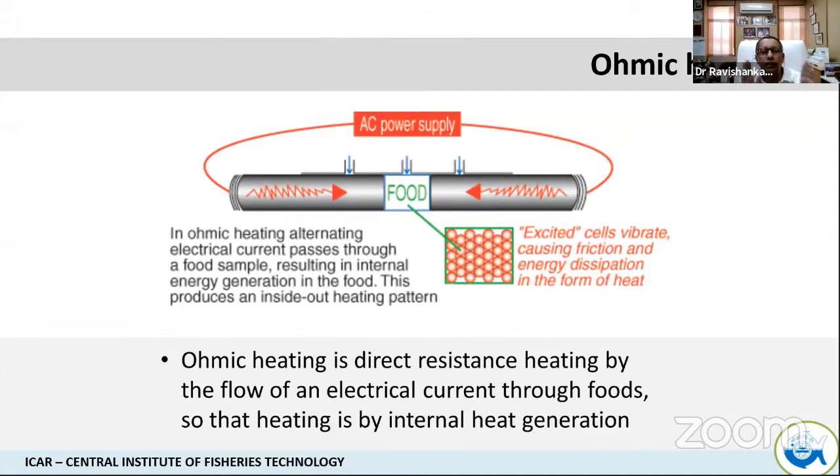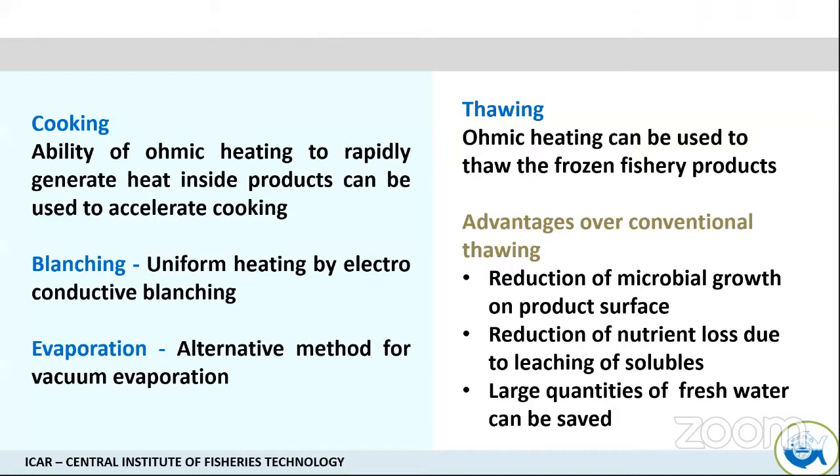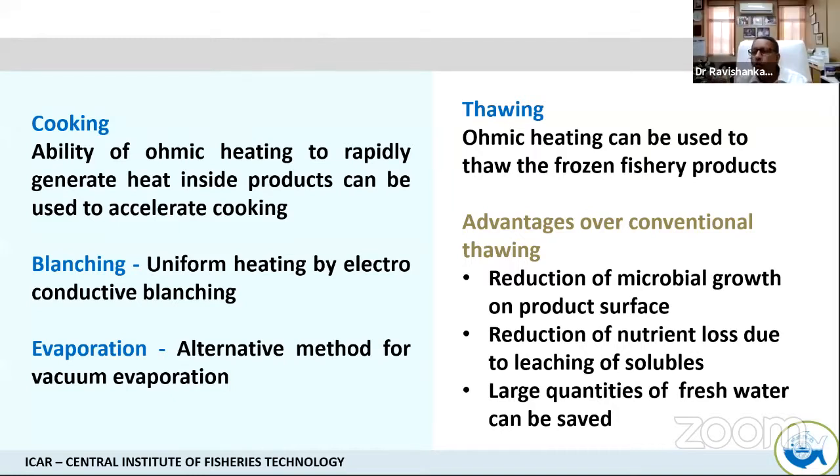Again, we are applying the heat between the 2 electrodes. This has got a lot of advantages. You can see here, again, we can use it in cooking, blanching. We can do it for evaporation techniques. When I'm talking of high value products from the waste, some of the evaporation will be very useful. So thawing, a lot of advantages of ohmic heating.